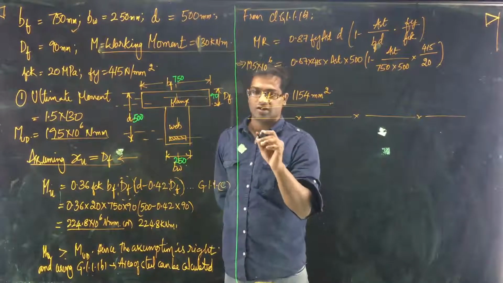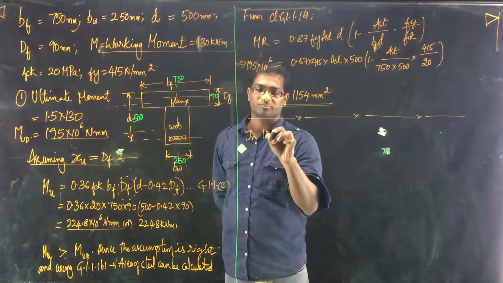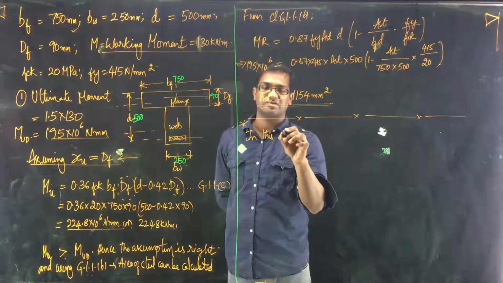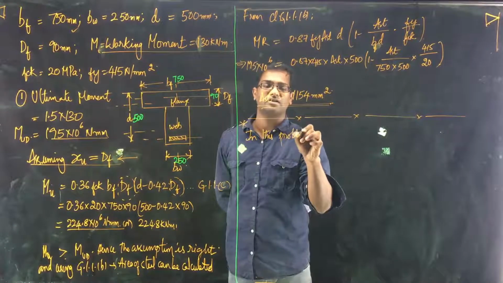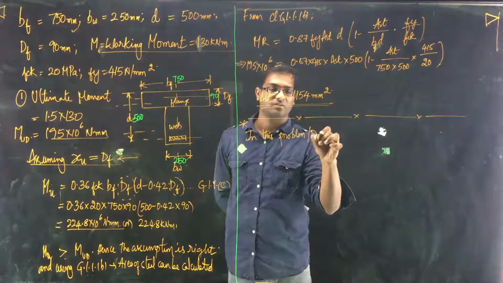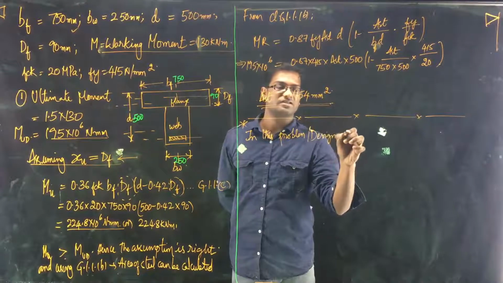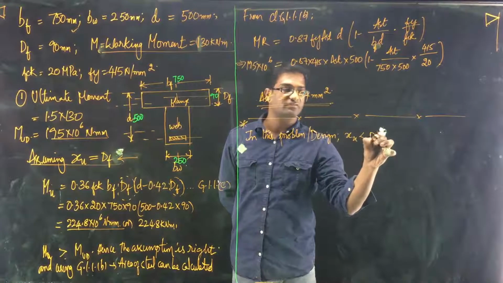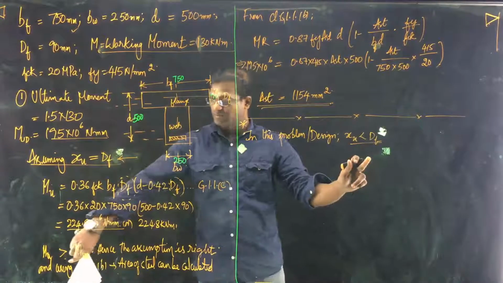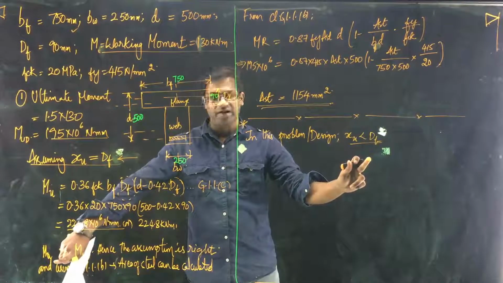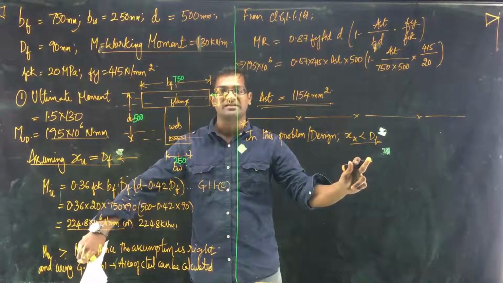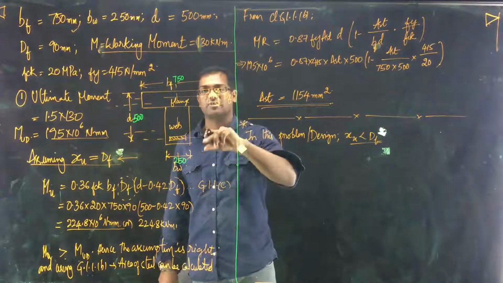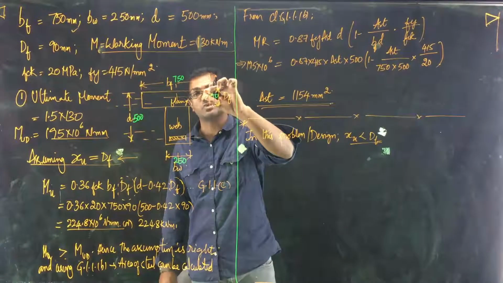So in this problem, the solution has been completed. In this design, we have seen that XU is within the DF. How within the DF? Because the moment applied is less than the design moment. The moment applied on this cross section is less than the design moment. That is why we are telling that the neutral axis is within the flange.